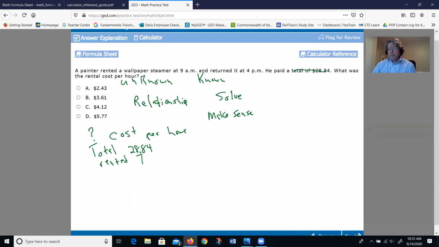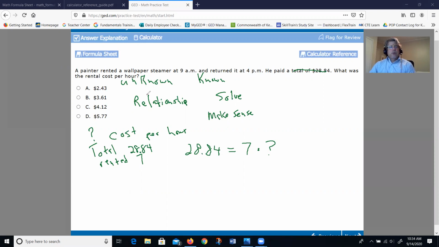let's see if I can get my marker to work here. So we pick up on this total cost of this $28.84. It's going to be determined by, you rented it for 7 hours, but we don't know the cost per hour. So if I multiply 7 times the cost per hour, that's going to give me the $28.84.